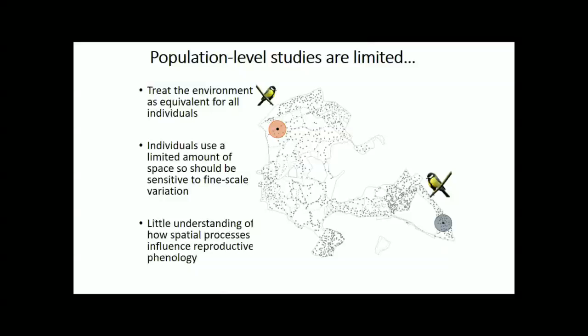That wouldn't be energetically very sensible. So really, they use a limited amount of space in the environment, and we should expect them to be sensitive to fine-scale variation in the environment. And what hasn't really been the case when people have been thinking about selection on breeding time is how spatial variation at the level within populations affects selection on phenology.